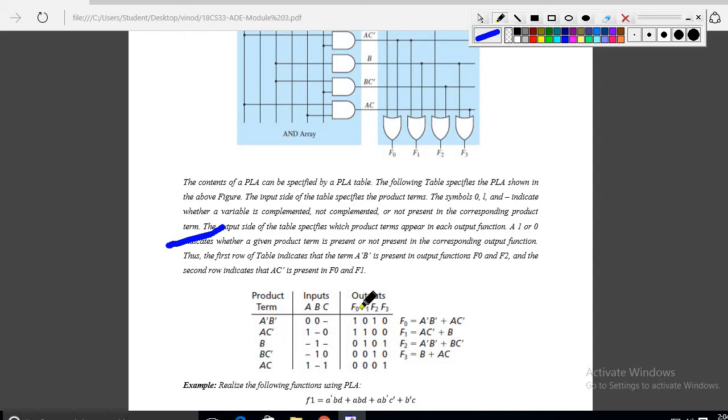So how do I write F0? For F0 the expression is A bar B bar, A C bar. Wherever A bar B bar is present for F0, that is 1, and A C bar is present, 1, so the rest are all 0. Like that F1: A C bar is there, B is there, so where A C bar is there, 1, and B is there, 1, so the rest are all 0. Next F2, where is F2? In this case A bar B bar is 1, plus BC bar is 1, so the rest are all 0. Like that, B plus AC: where is B here? B is 1 and AC is 1, so the rest are all 0. Like that we have to write for the output. This is the PLA table, this is the PLA structure.